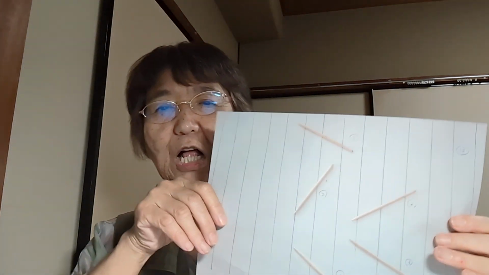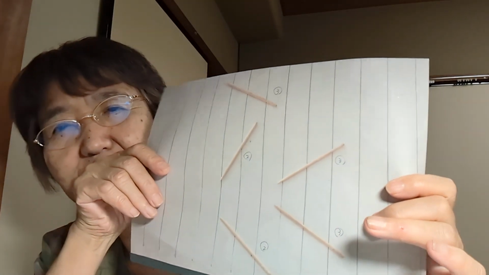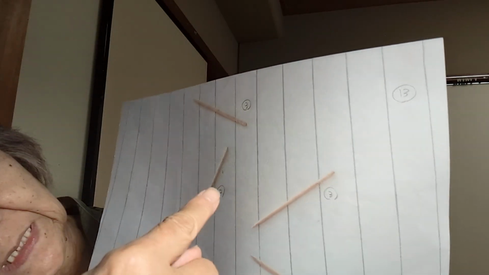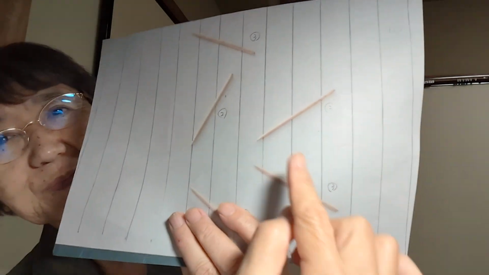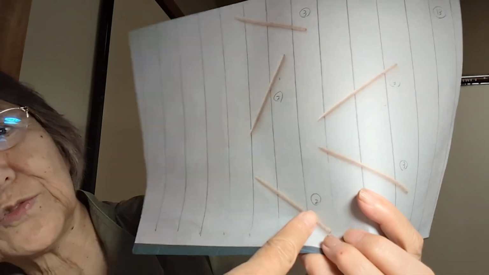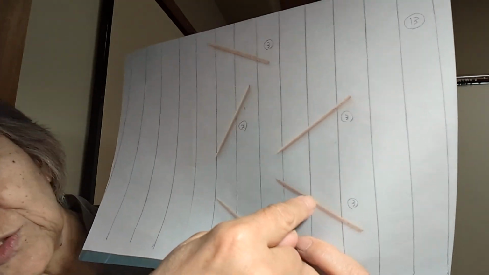First, let's count the number of intersections. 1, 2, 3. 1, 2. 1, 2. 1, 2, 3. 1, 2, 3. The total is 13.